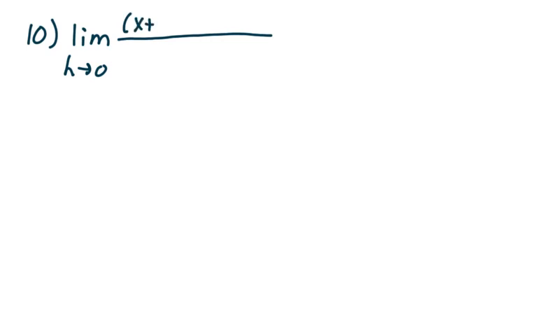And let's do one more example for this video. We'll call this example 10. Suppose I give you the following. The limit as h goes to 0 of x plus h raised to the 3rd minus x to the 3rd, divided by h.